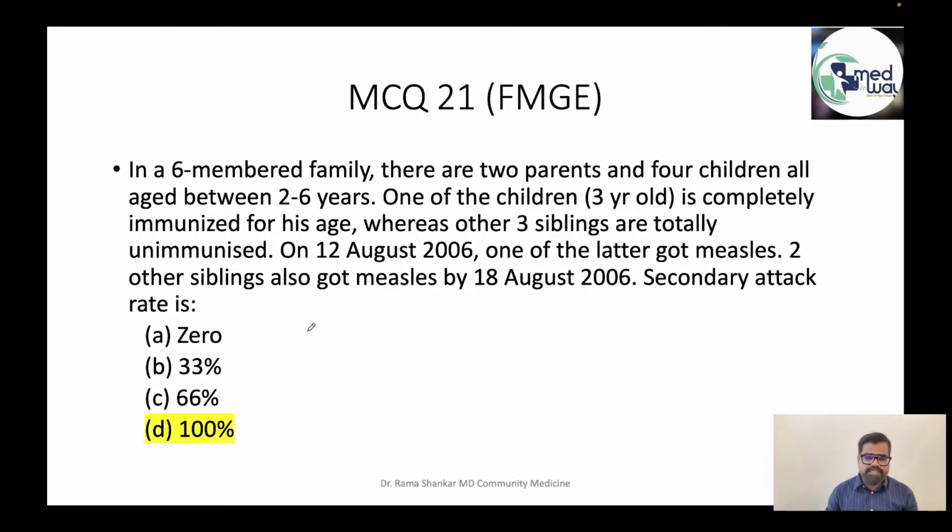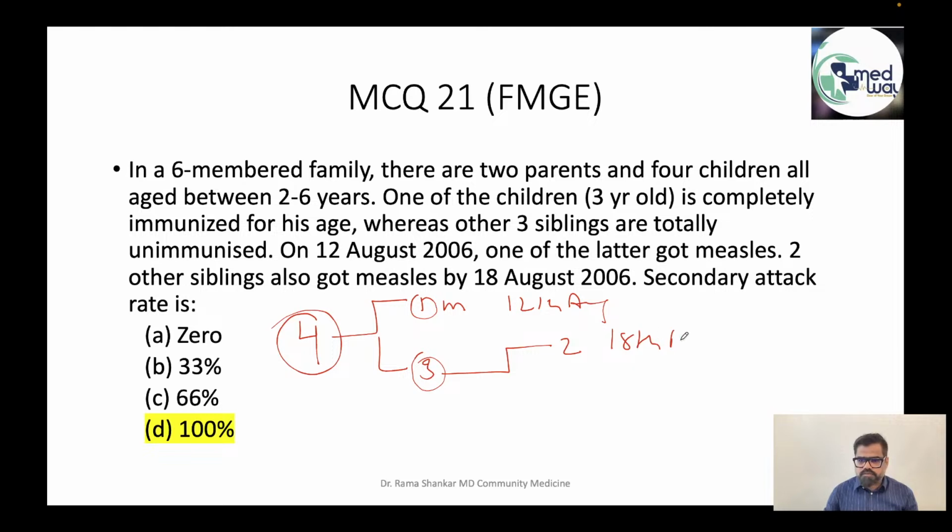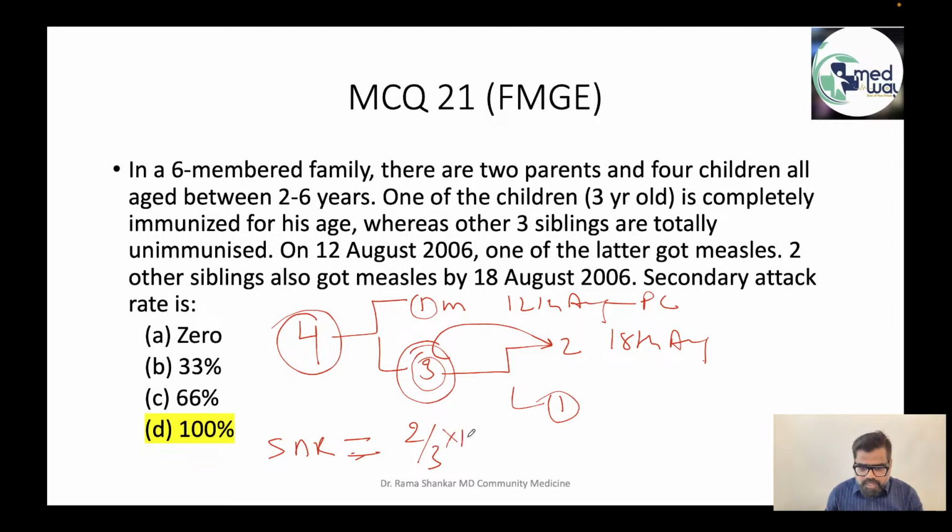I'll also explain one thing here. Generally in the questions, if I change the question, out of 4 children, all are unimmunized. One developed measles on 12th. So I am left with 3 vulnerable children. Out of these 3, 2 developed measles on 18th August. So I am left with 1, who is vulnerable. So what is the secondary attack rate here? This is my primary case. This will not be included. So this is my vulnerable population. Out of these 3, 2 developed measles. So here it will be 2 by 3 into 100.